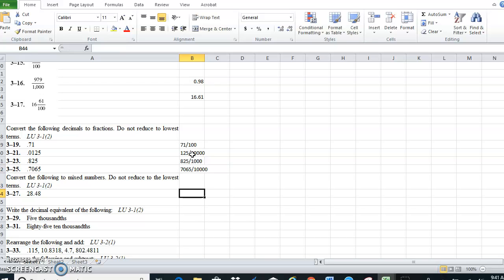Now we convert the following to mixed numbers. Do not reduce to the lowest terms. Again, 28 space 48 over 100.